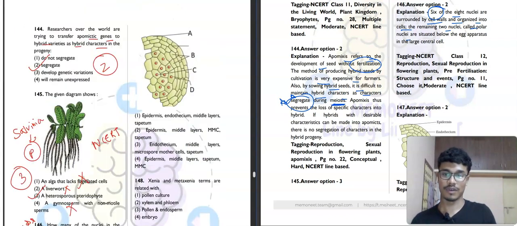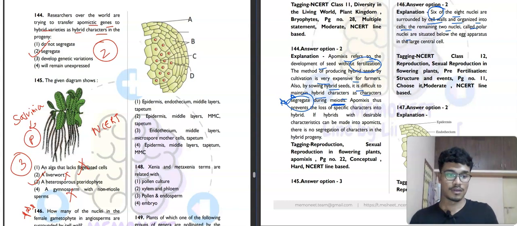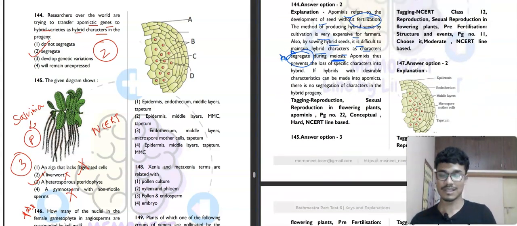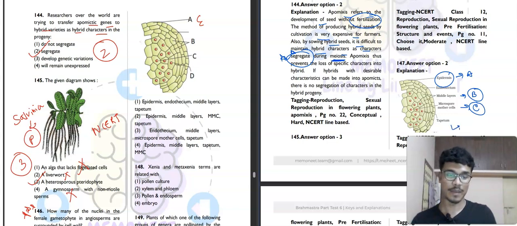Then question number 147. It is saying A. So what is A? A is epidermis here. Then what is B? You can see B is the middle layer. What is C? C is the microspore mother cell. And what is D here? D is the tapetum. So the second option is our correct answer.